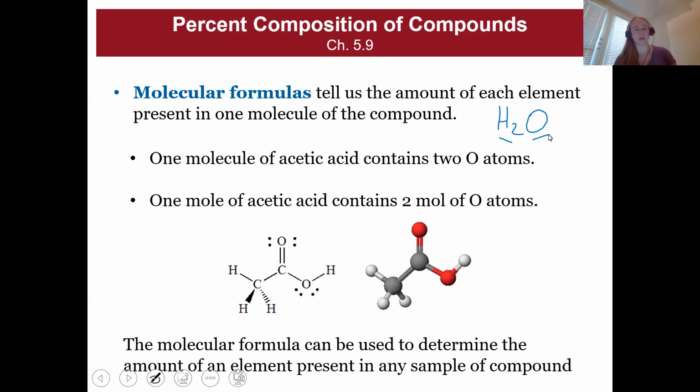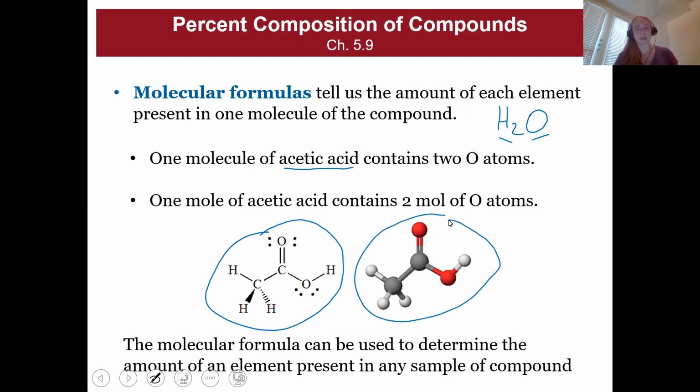So let's look at a little more complex molecule. Acetic acid, which is also known as vinegar. So you know acetic acid, I'm sure. One molecule of acetic acid contains 2 oxygen atoms. It has other things, obviously, but we're going to start with those oxygen atoms. So this is acetic acid. This is its structural formula. This is a molecular model of acetic acid, and it has 2 oxygen atoms. I'll circle those. Those are the red ones on the molecular model. So one molecule has 2 oxygen atoms.